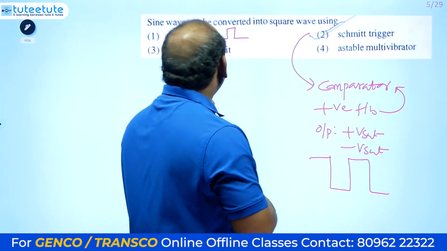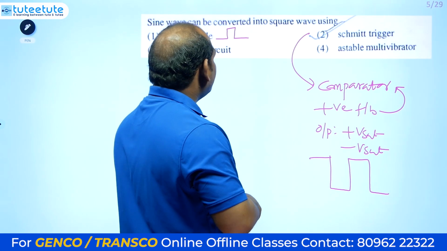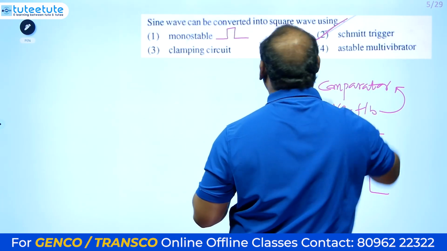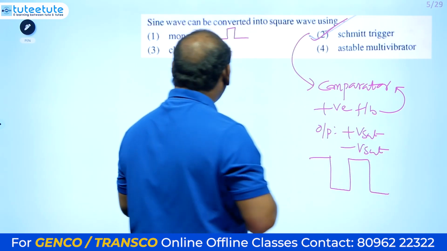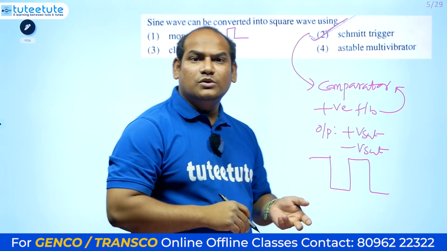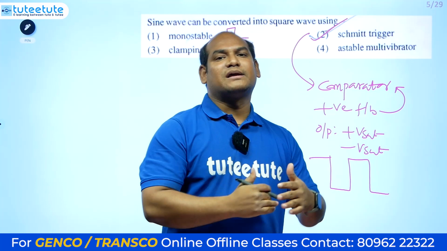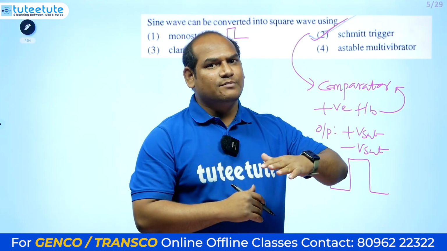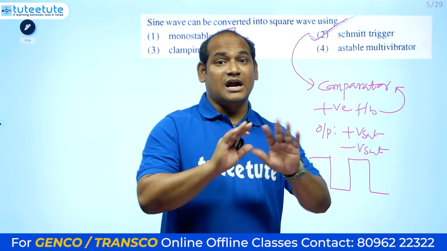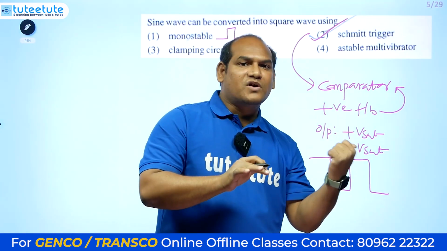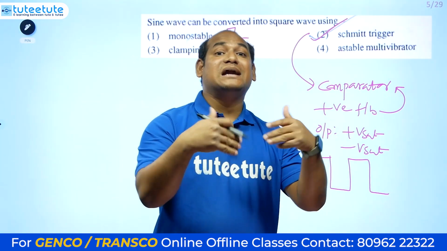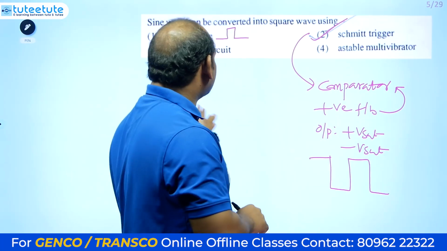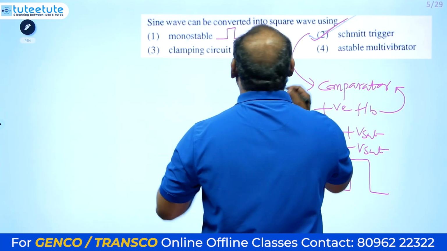Now if you want to talk about the other options, the correct option for the given question is Schmidt-Trigger. Clamping circuit: what will it do? Whatever input you give, it will be clamped. That means some DC value will be added, and the signal will be shifted either upside or downside. It will not produce a square wave. If you give a square wave, the output is a square wave only by adding some DC. But if you give a sine wave, the output is also a sine wave only. That is for the clamping circuit. So it is not the correct option.